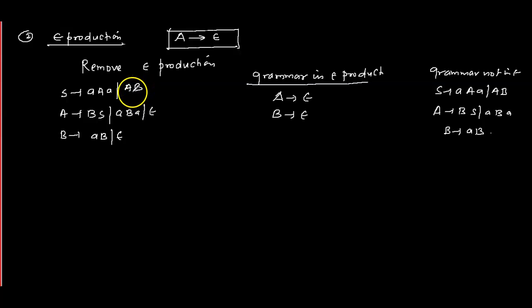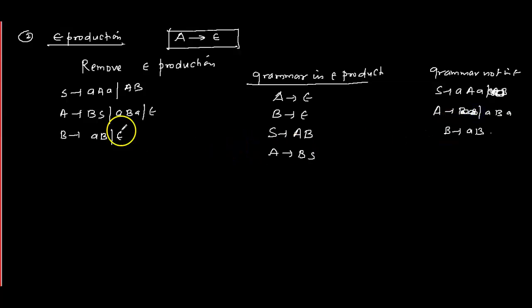So we have to write this one also. S derives AB is also an epsilon production. So this is removed in that. Here, if you put B as epsilon, then S also now comes to epsilon. So this also becomes epsilon, and we have to write it here too. A derives BS.